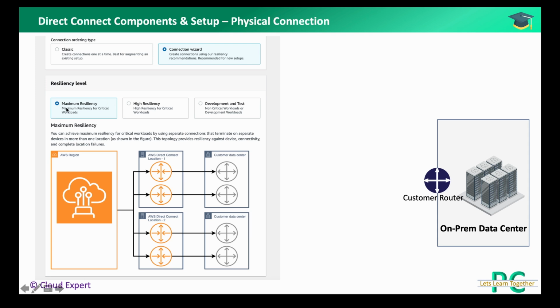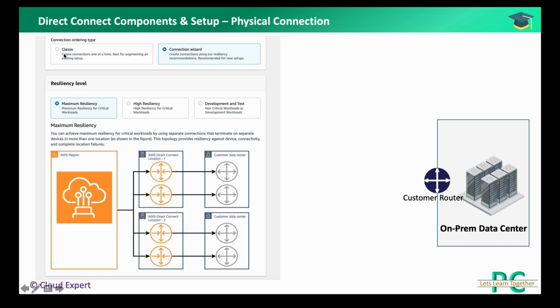But there are options to set up for maximum resiliency. If you are using that resiliency toolkit, as I mentioned, it was added very recently. It will give you the entire network topology and you just have to select the region where you want to set up your connections. It will have two Direct Connect locations and each location will have a redundant connection. We'll cover this part later, so please hold your doubts for the time being. We'll come to this part later.